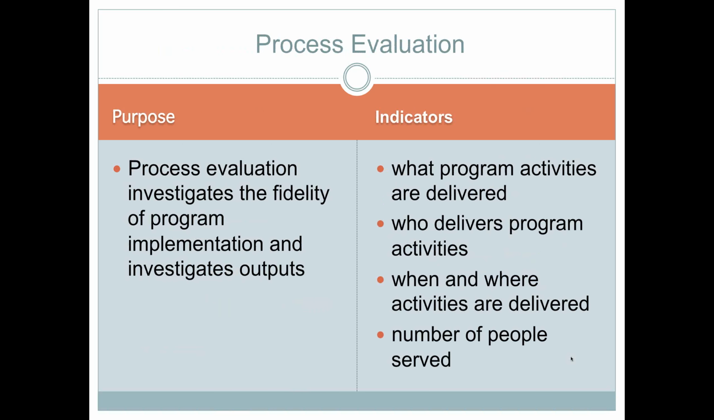For process evaluation, the purpose is to investigate the fidelity of the program and investigate the outputs, the types of activities that are happening in the program. So the indicators are things like what program activities are delivered, who delivers them, when and where are they delivered, and the number of people served.